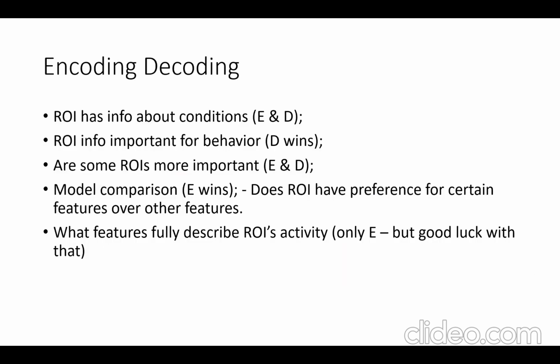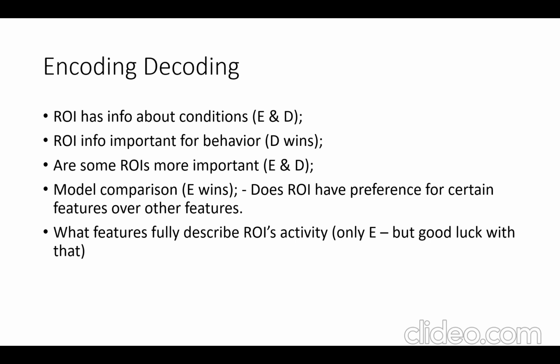So basically, this is the summary, because it's already 2. If you care whether your ROI has some information about the conditions, encoding or decoding do kind of the same thing. If your ROI is important for behavior, that's a bit easier with decoding because you might be literally trying to predict behavior, like can we decode whether the person can distinguish a cat and a dog.